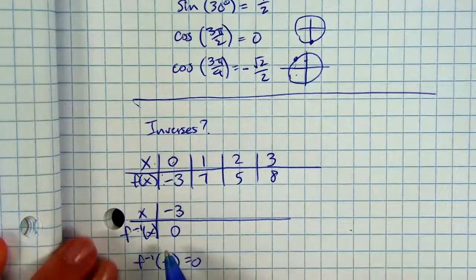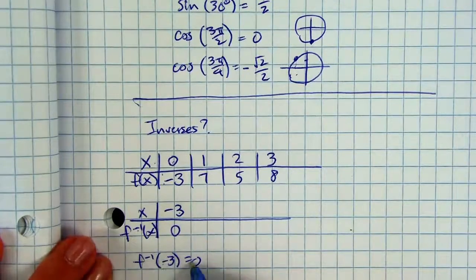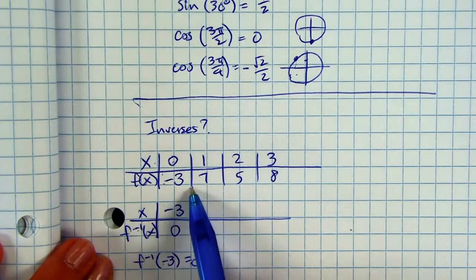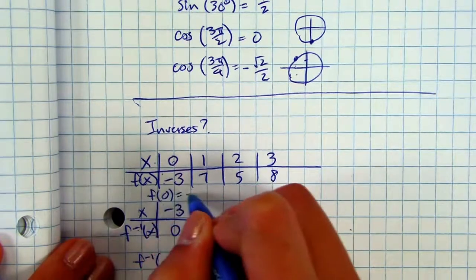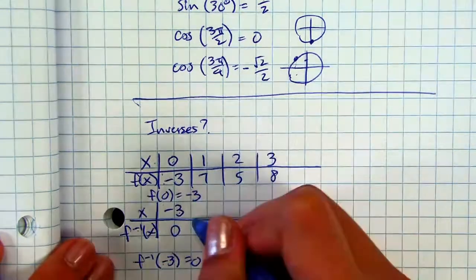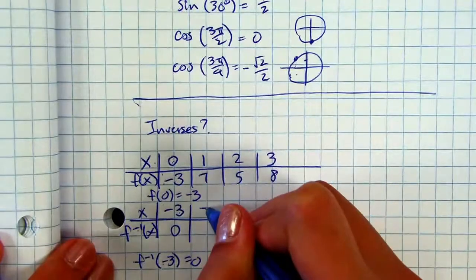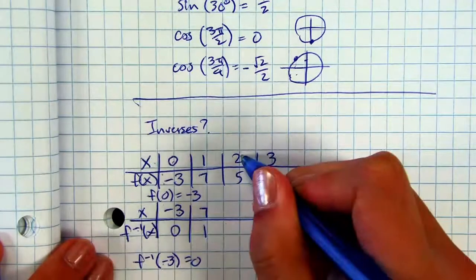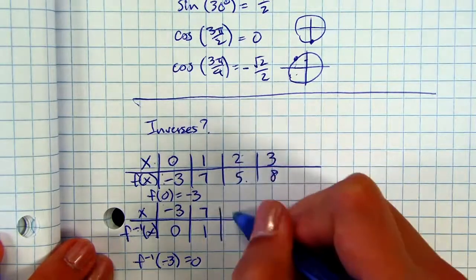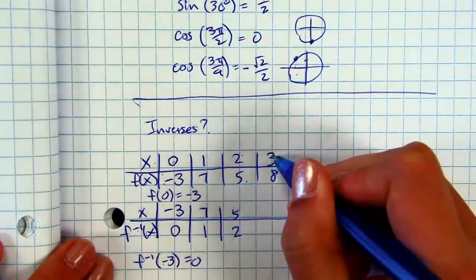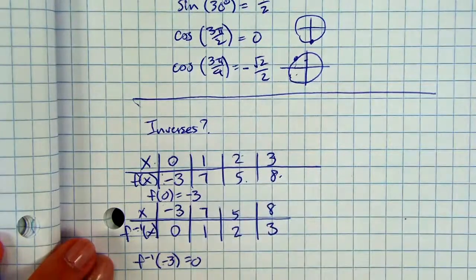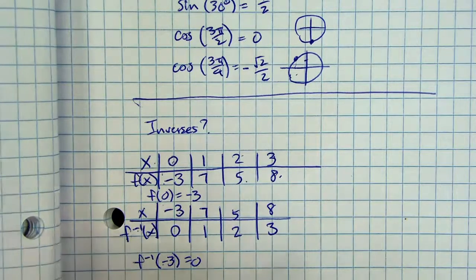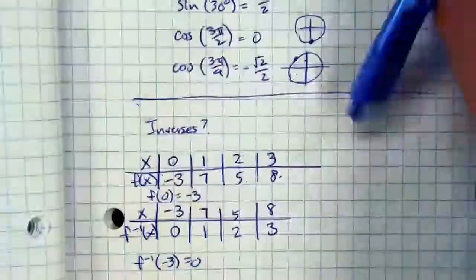So f inverse of -3 is equal to 0 because f of 0 is equal to -3. So similarly, all my other values are also switched. If I input 7, I get 1 back out. Here I input 2 and get 5, so if I input 5, I get 2. Here I input 3 and get 8, here if I input 8, I get 3. Okay, so all my x and y values have switched. So those are what inverses are.